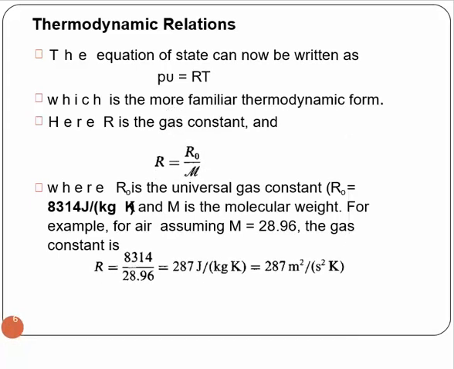Let's start with the equation of state, which can be written as PV is equal to RT, the more familiar thermodynamic form, where R is the gas constant, R is equal to R naught by M, where R naught is the universal gas constant having the value 8314 joule per kmol Kelvin, and M is the molecular weight. Taking the example of air, M is 28.96. The gas constant will become 8314 by 28.96, which is equal to 287 joule per kg Kelvin.